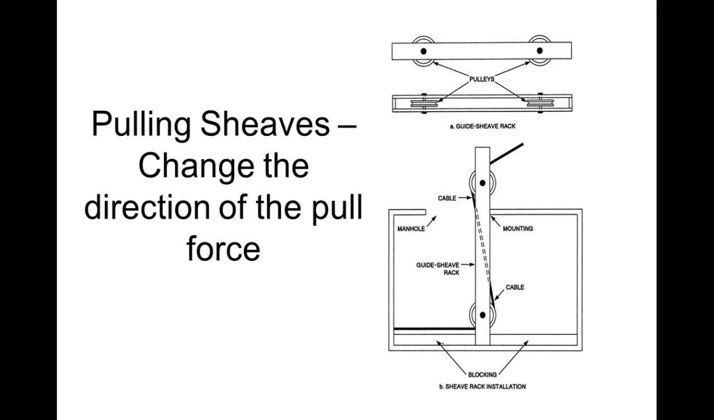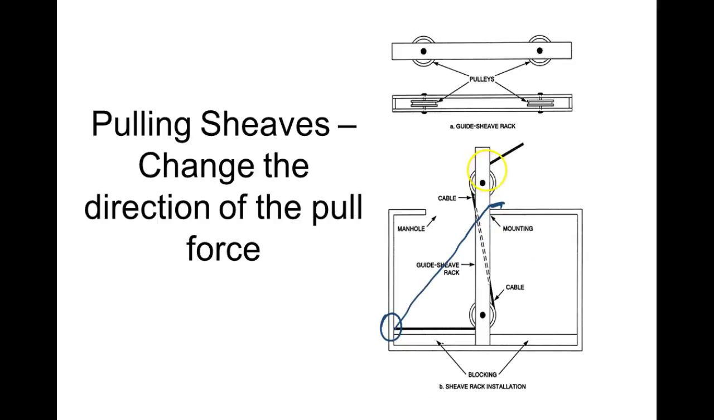These are pulling sheaves. What a sheave does is it changes the direction of the pulling force. So this is down inside a manhole. This would be the conduit down here coming out, right? And then we're up here. Well, we don't want to pull it up here and let the cable move across a surface like that. So we have what we call a pulling sheave.